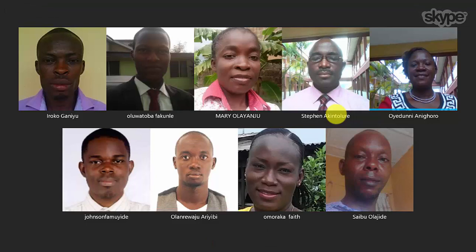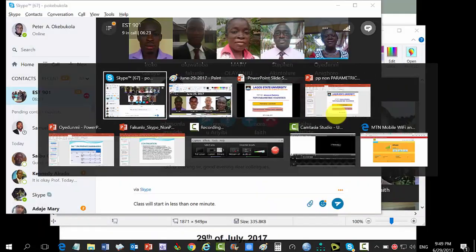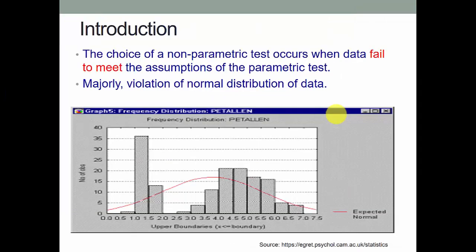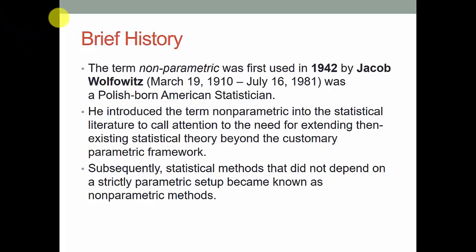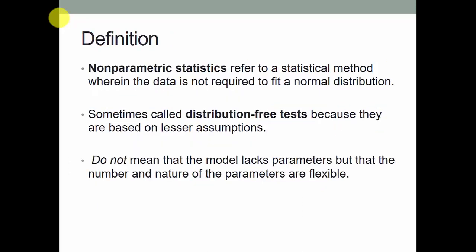Non-parametric statistics: the data is not required to fit a normal distribution. That means for the first assumption of parametric statistics, which is a normal population, whenever we don't have a normal population in the data, we have to use a non-parametric test. Whenever we have non-parametric, it does not mean that the data lacks factors.